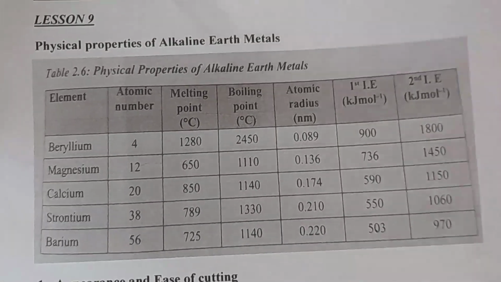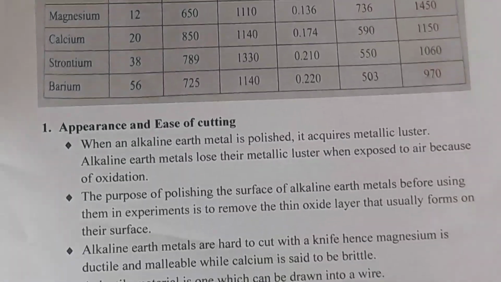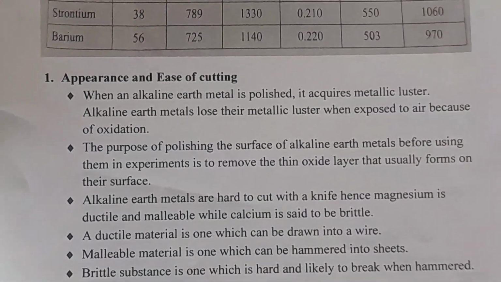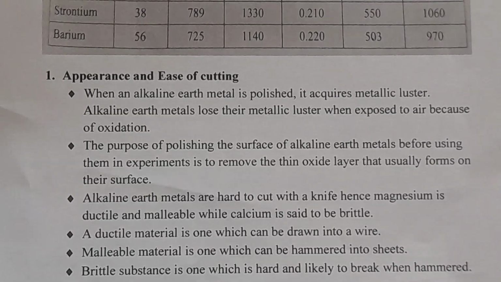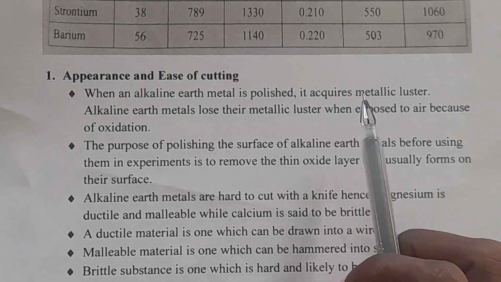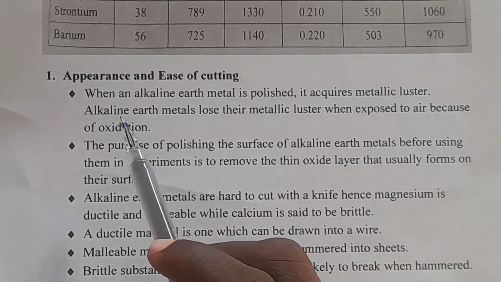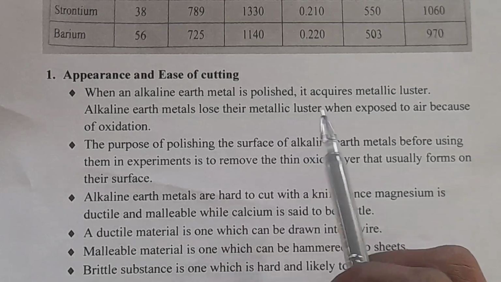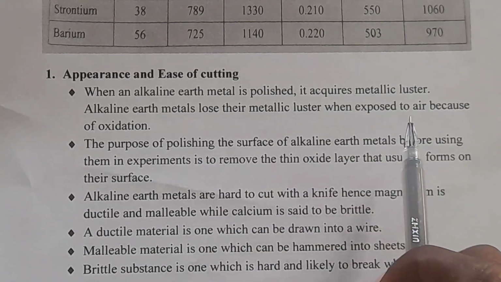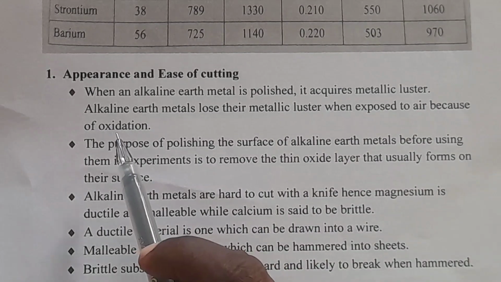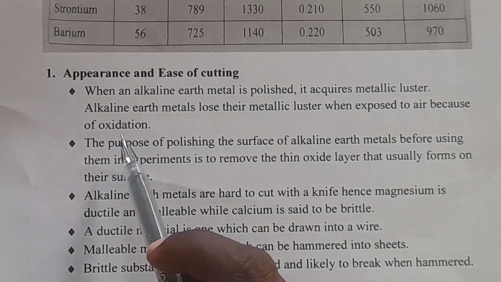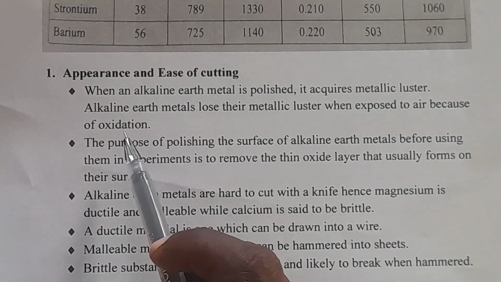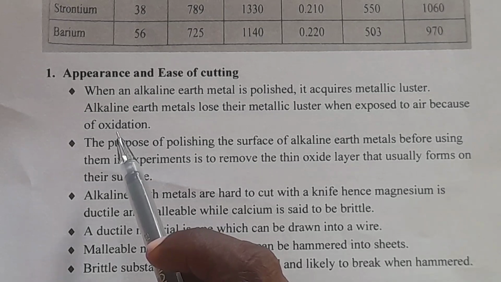We want to proceed to the first physical property of alkaline earth metals, and that is appearance and ease of cutting. When an alkaline earth metal is polished, it acquires metallic luster. Alkaline earth metals lose their metallic luster when exposed to the air. The reason is oxidation, because they react with the atmospheric air. That's why they lose their metallic luster when they are exposed to the air.